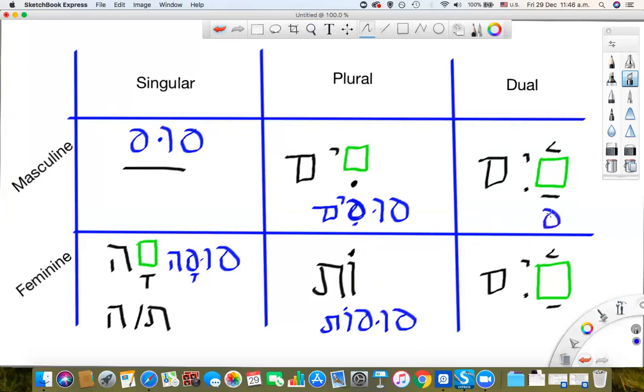We would just add our dual ending onto our word sus there, right? And that would be our accent. So that would be horses. But a lot of times, when you look at these words, they change. The vowel pointings don't stay consistent like this shurik does in the word sus. So why is that? What's going on there?